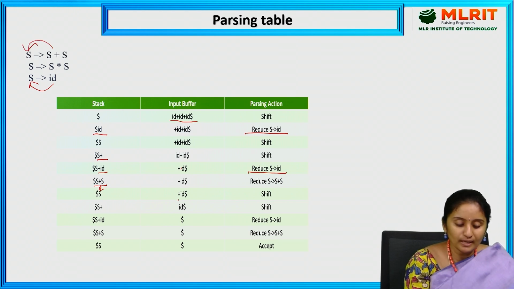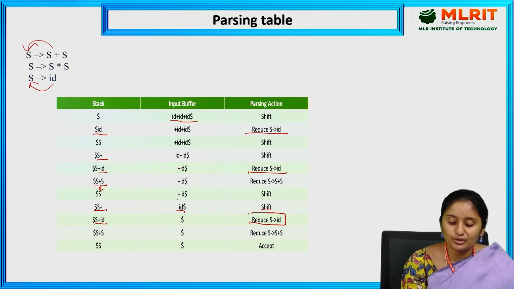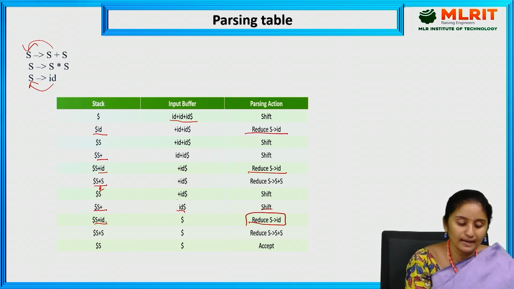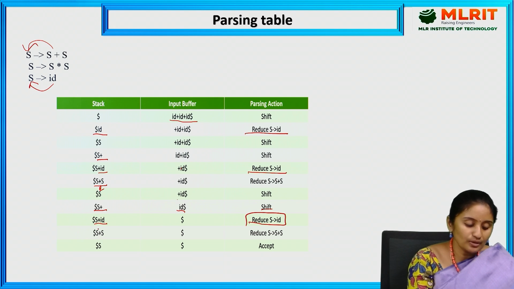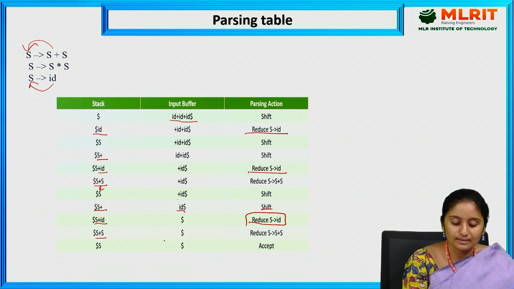Now next I have plus, so shift plus. Next I have ID. Shift. S plus ID. Now ID can be replaced with S, so reduce. S plus S can be reduced to S, the start symbol. So I find dollar in the stack and dollar in the input buffer, so I can tell the string is accepted.